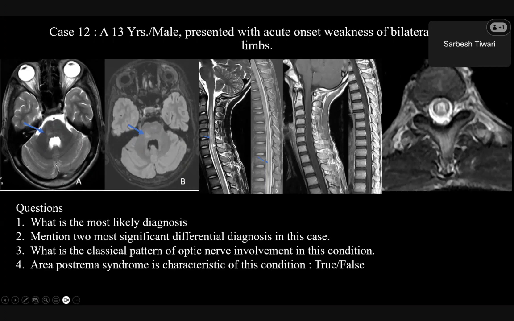A DVA. What is the full form of DVA? What does DVA stand for? All right. Developmental venous anomaly. Excellent. So this is a developmental venous anomaly.